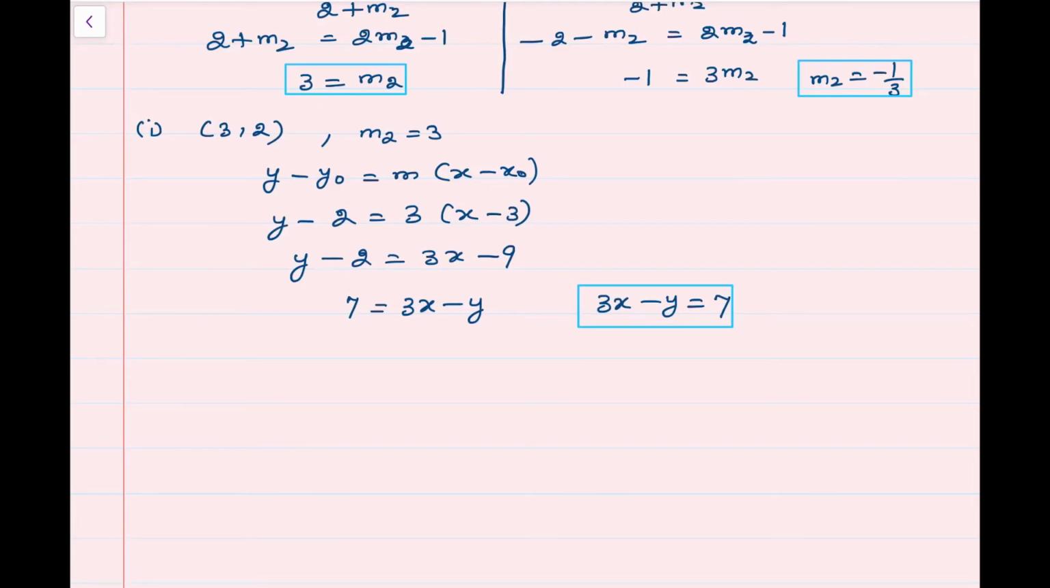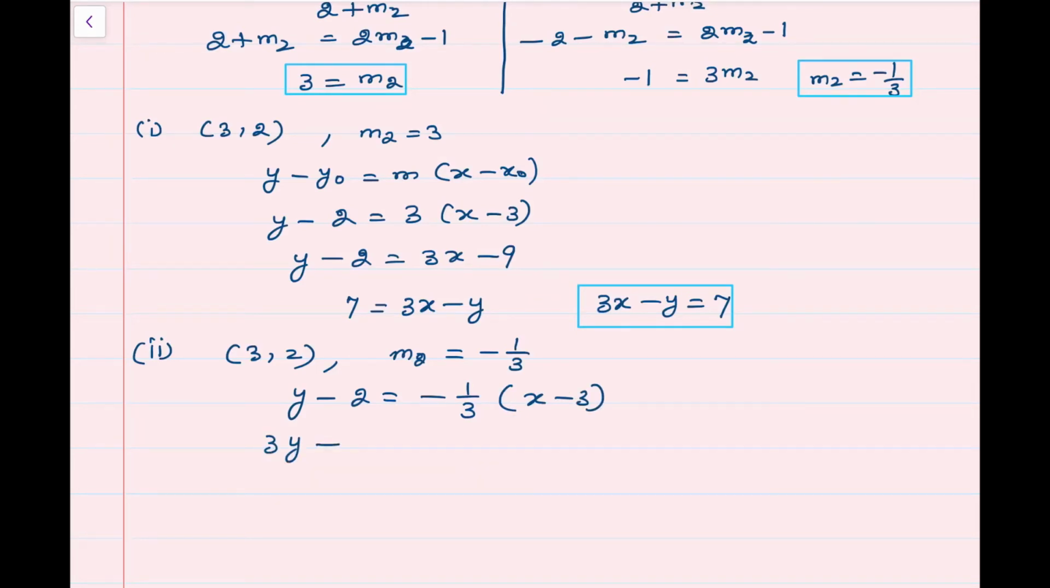We will write the second answer. It passes through the point 3, 2, but the slope is minus 1 divided by 3. We will use point slope form. Y minus 2 is equal to minus 1 by 3 times x minus 3, multiply by 3, minus x plus 3. Therefore, the equation is x plus 3y equal to 9. This is the second answer.